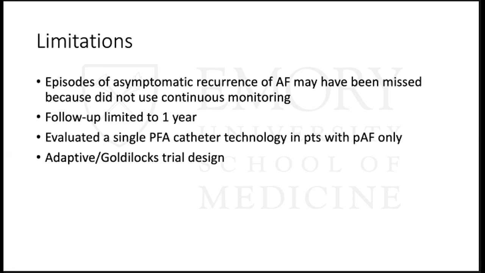The authors looked at a single PFA catheter technology in patients with paroxysmal AFib only, so it would be interesting to see what this looks like for persistent AFib and some of the other technologies out there. And I thought the Goldilocks trial design was also interesting. It's commonly used in the real world, but nonetheless, it seems to set up some bias as to when to stop enrollment. So all in all, bottom line of the study is that PFA was non-inferior to conventional thermal ablation with respect to the primary endpoint.